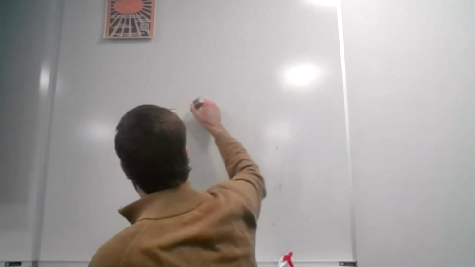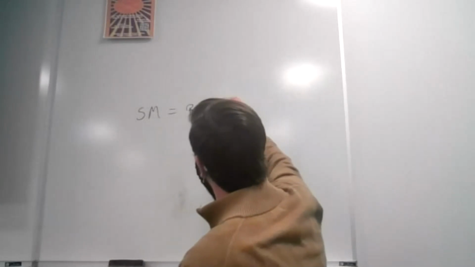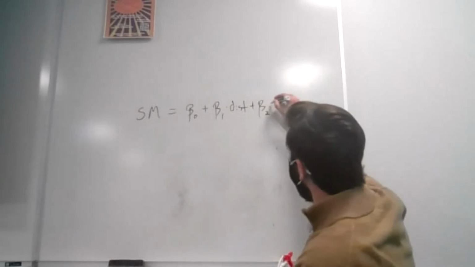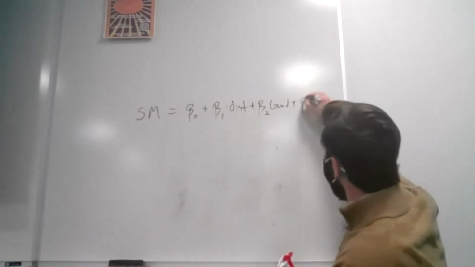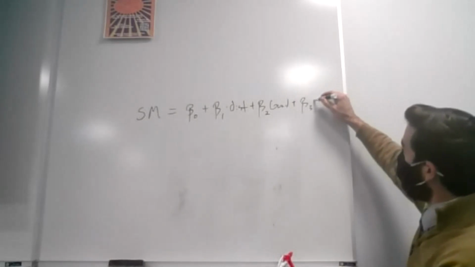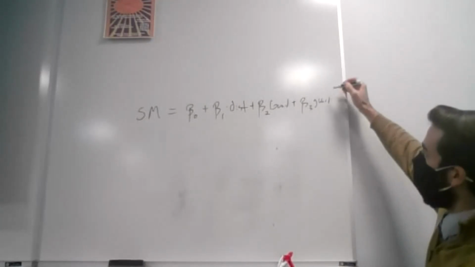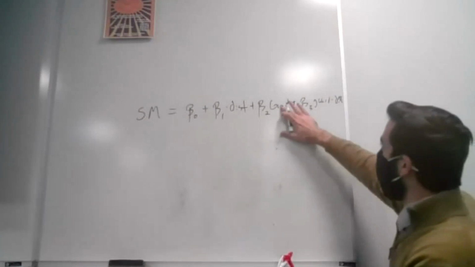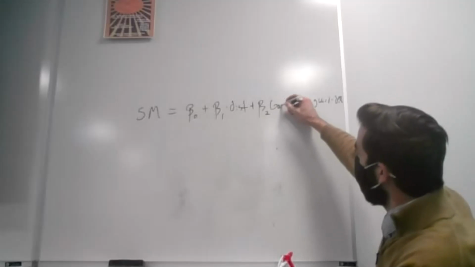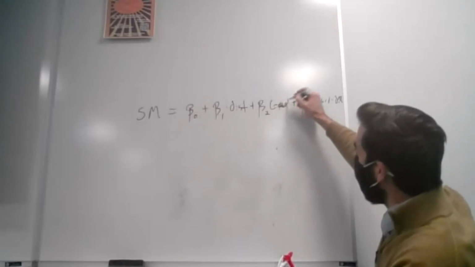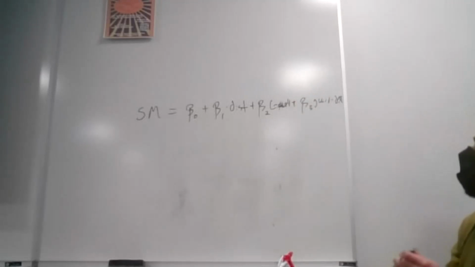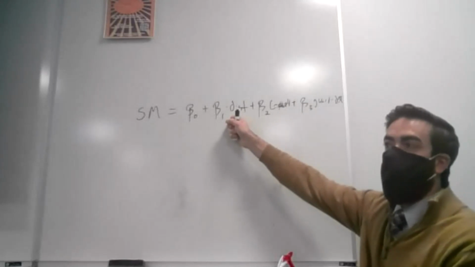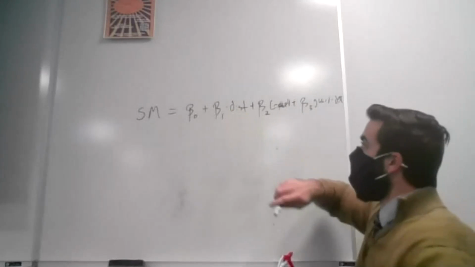So shot made, we've got our intercept, we've got distance, we've got guard, and then guard times distance. So we have our interaction term here, we have the indicator term here, and we have the x variable that we were interested in.